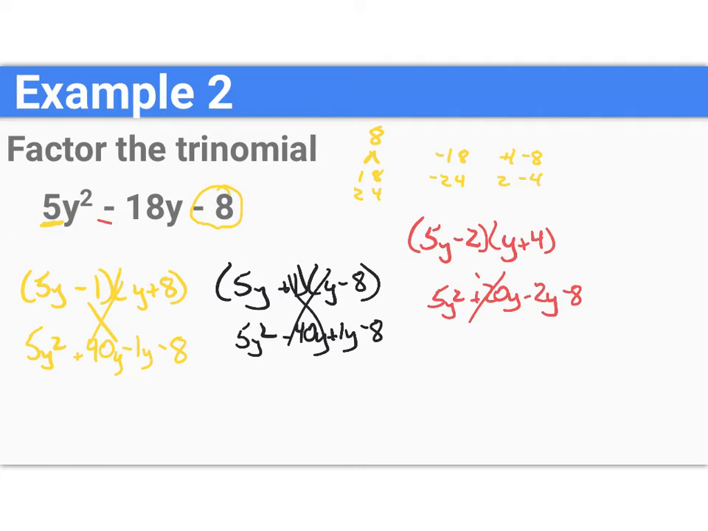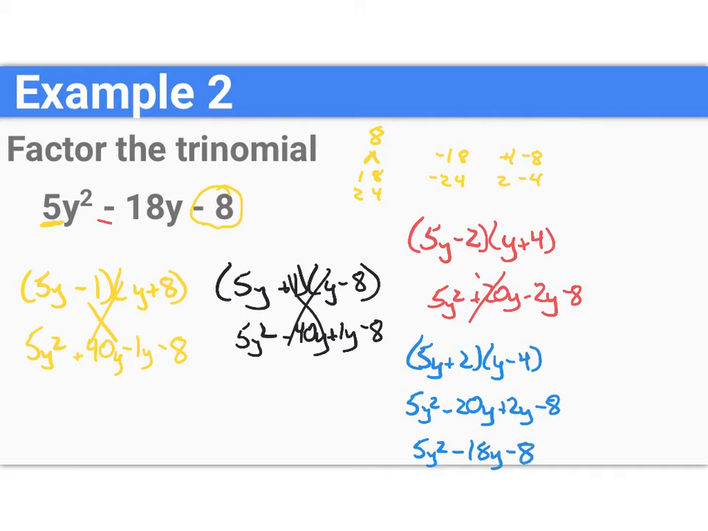So as we can see, what is going to work? 5y plus 2 and then y minus 4. And this will give us, if we FOIL it, 5y squared minus 20y plus 2y minus 8. Sometimes your factors might have to work backwards, so you're going to have to try all kinds of things. Minus 18y minus 8. So this is the one that works.